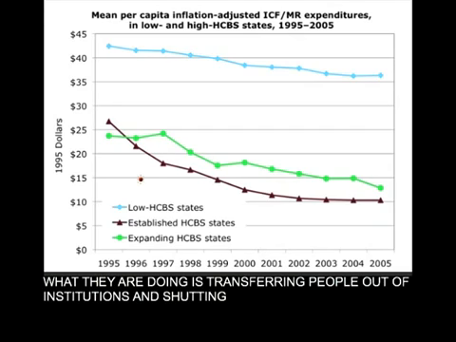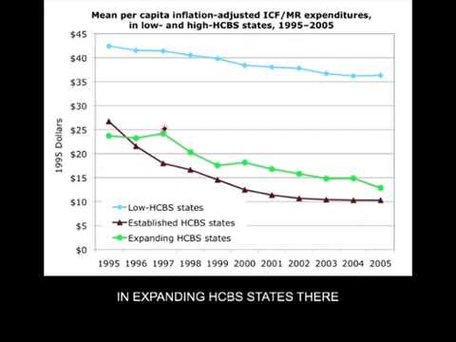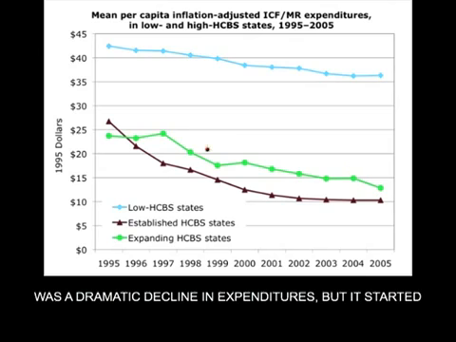In other words, what they're doing is they're transferring people out of institutions and then presumably shutting down those institutions, so they actually reap a savings. In expanding HCBS states, there was also a dramatic decline in institutional expenditures, but it started later and isn't quite as dramatic.